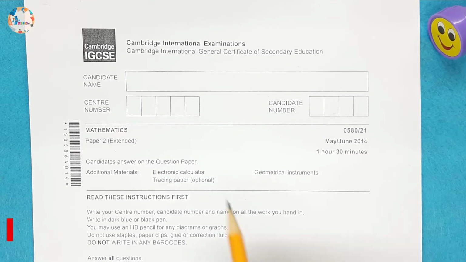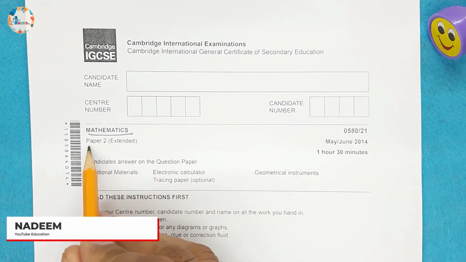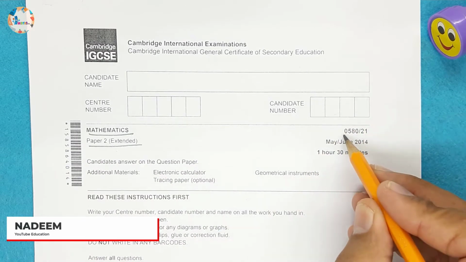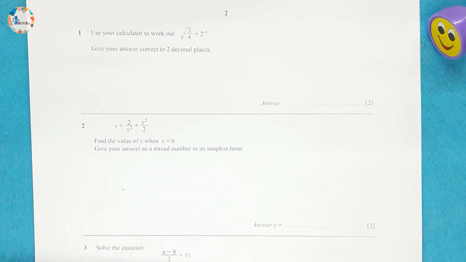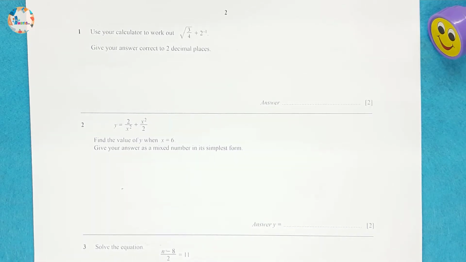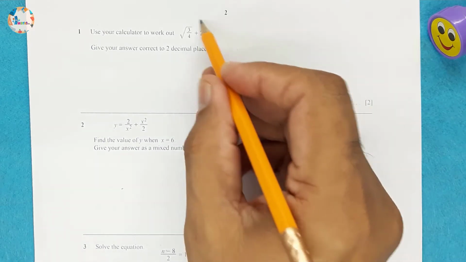Today we'll be going through IGCSE Cambridge Mathematics Paper 2 Extended 0580/21 May-June 2014. Question number 1. Use your calculator to work out this one.